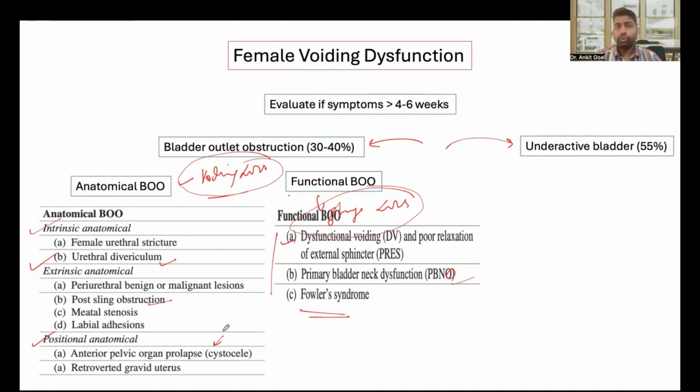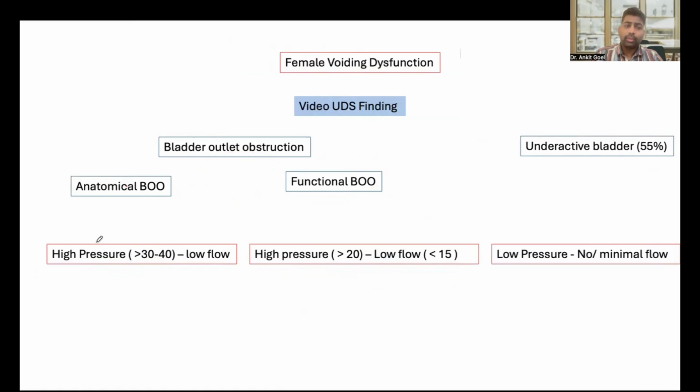Now, if you are doing a video urodynamics, what are the findings you can expect? See, bladder outlet obstruction overall is going to have a high pressure.